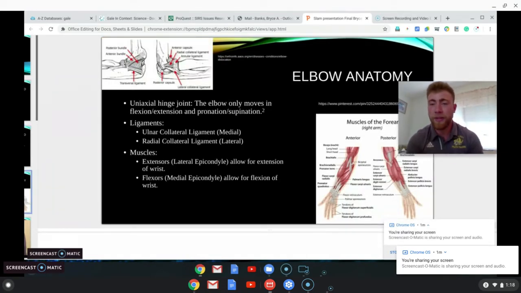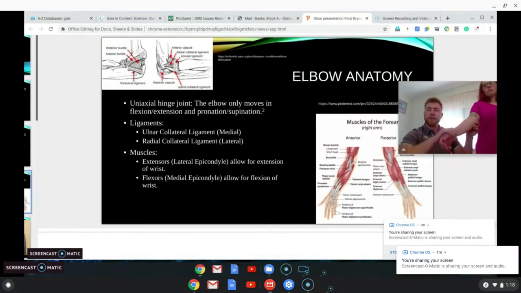Now we're going to go over a little bit of elbow anatomy for y'all. The elbow is a uniaxial hinge joint, which means that it allows for flexion, extension, pronation, and supination. There are 2 ligaments within the elbow that help with any outside forces that can damage. You've got the ulnar collateral ligament, which is the medial ligament, and then you have your radial collateral ligament, which is the lateral ligament. Anytime there's an outside force opening up that medial joint space, you could possibly have injury to that UCL. And anytime there's medial impact, which opens up that lateral space, there can be damage to the radial collateral ligament.